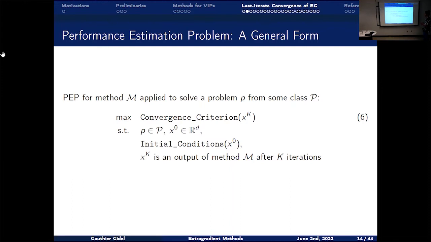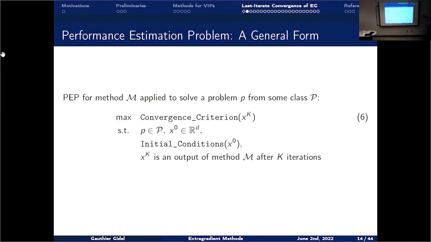And so in some sense, when you think about proving a result, what you want to do is find the worst case problem. What is the worst case for my convergence criterion, for instance the norm of the vector field of the last iterate, such that my problem is in my class of problems. My initialization is whatever. And xk is the output of M after k iterations, so xk has been computed from x0 after k iterations. And what is very important here is the problem.